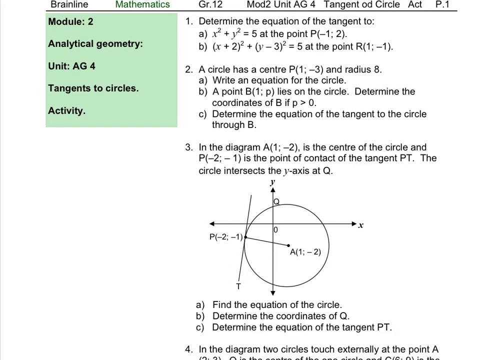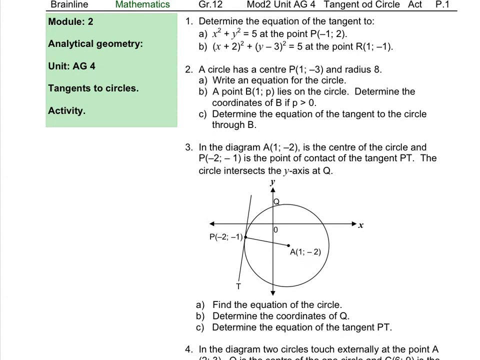Once again, we will then work out the gradient of the radius and use that gradient to determine the gradient of the tangent. Then question 2, a circle has a center P where x is 1 and y is minus 3 and radius 8. Write an equation for the circle, so we will use the equation of a circle with center (a, b). Then question B, a point B where x is 1 and y is p lies on the circle. Determine the coordinates of B if p is greater than 0, in other words, if p has a positive value. Then question 2C, determine the equation of the tangent to the circle through B. Question 3, in the diagram we have the center A where x is 1 and y is minus 2.